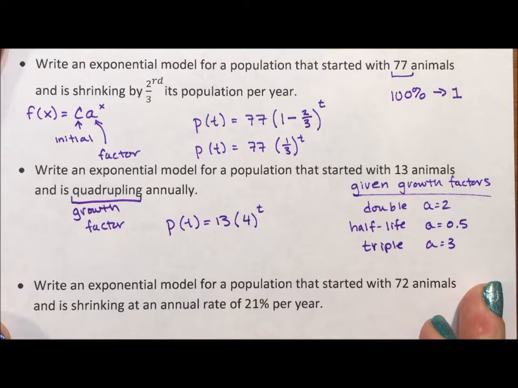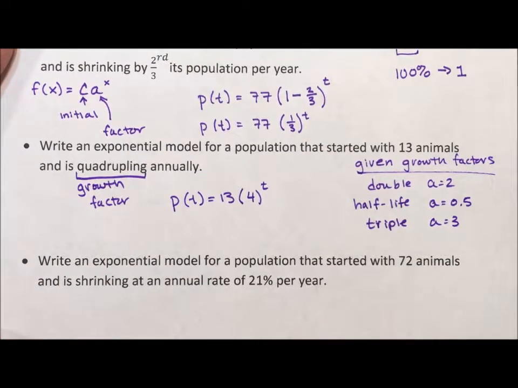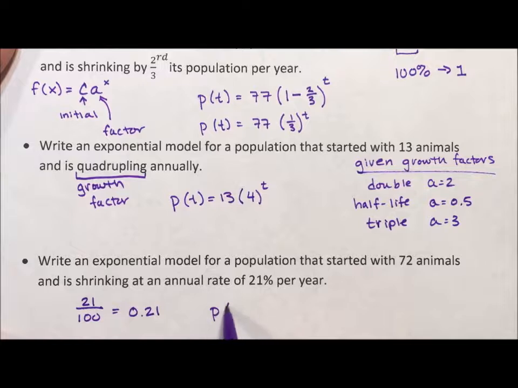All right. And our last one is the most traditional of our exponential function setups. Write a model of a population that started with 72 animals and is shrinking at an annual rate of 21% per year. Well, percent literally means per 100. So 21 per 100 is 0.21 because we need to make our percent a decimal before we can put it into our function. Population over time.